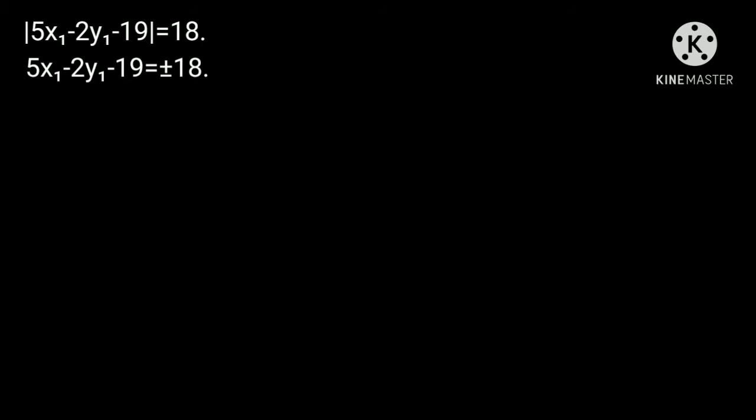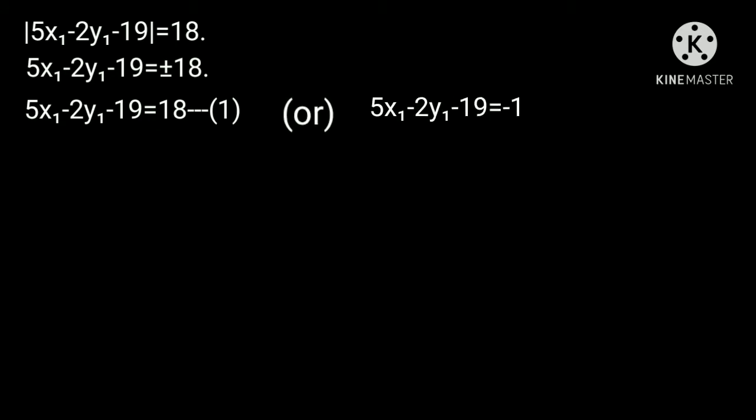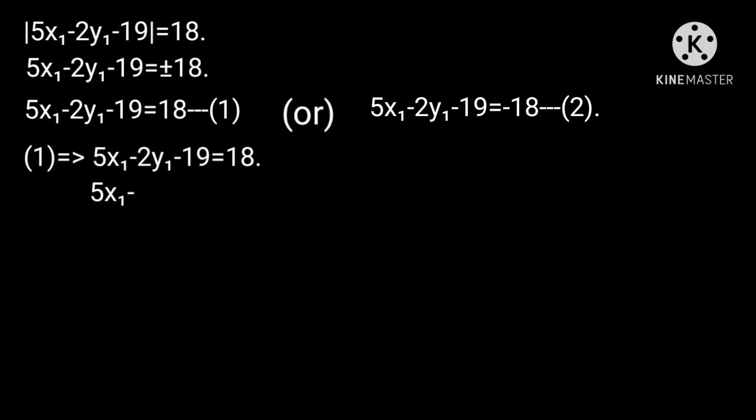In this, we have two equations, that is 5x1 - 2y1 - 19 = 18, equation number 1, or 5x1 - 2y1 - 19 = -18, equation number 2. First we solve equation number 1. Taking 18 to the left side, 5x1 - 2y1 - 19 - 18 = 0. After simplification, 5x1 - 2y1 - 37 = 0. This is the solution of equation number 1.